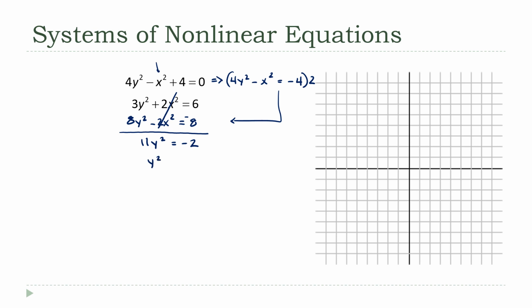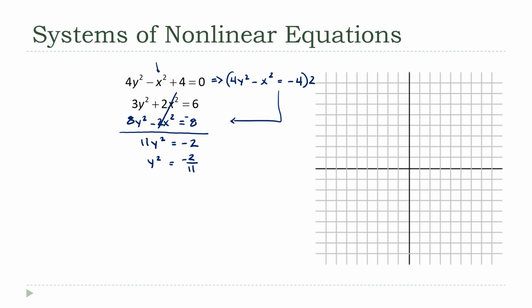If you don't see it, you can carry it a little further. Divide by 11. y squared equals negative 2/11. And now if you try to take the square root of both sides, you're in trouble, because you can't take the square root of a negative number. At this point, I'm just limiting the discussion to real valued solutions. If you're okay with imaginary solutions, you can keep going from here.